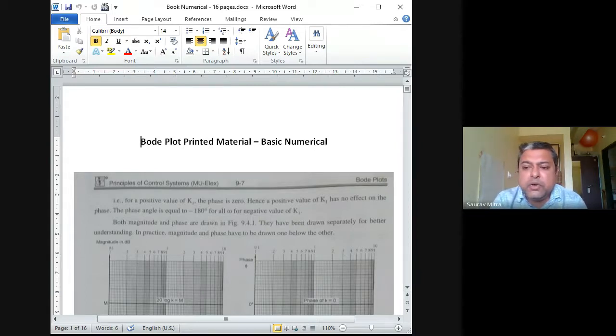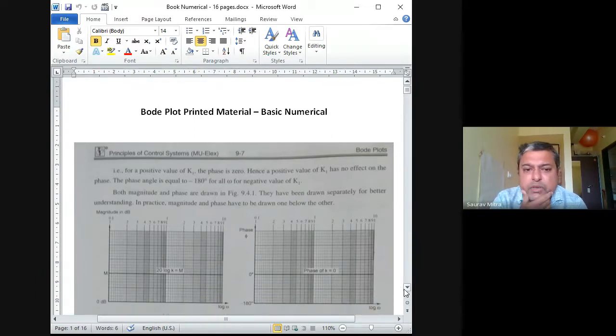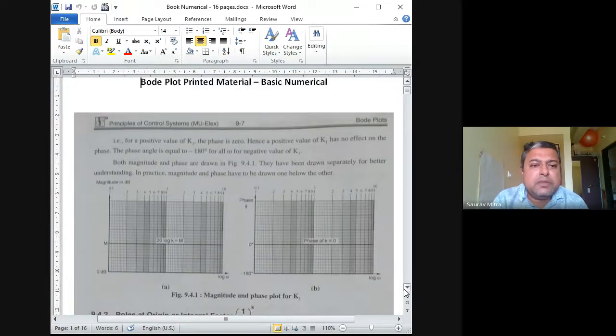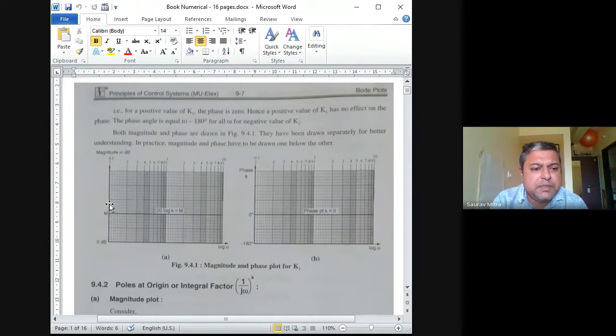I had drawn all this on graph paper and uploaded it, so please check all the lectures and all the documents being uploaded. Again, I'll be giving you a recap. Today we will be solving some numericals. This is from a book. It is not very prominent, but you can see here. This is a similar graph paper.